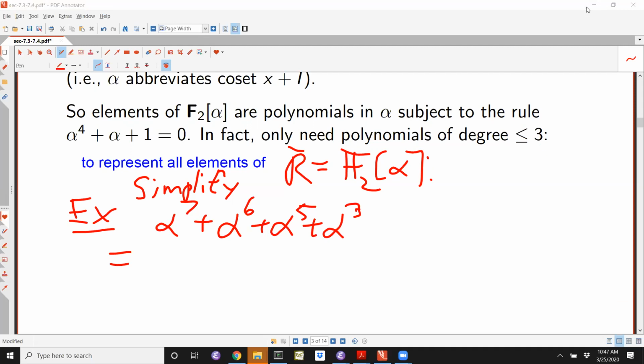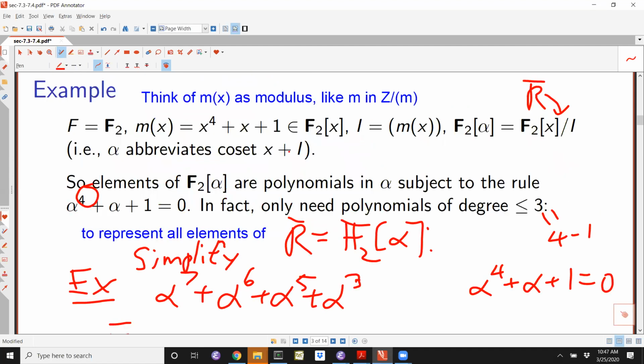Why is it that I'm able to write this as degree less than or equal to 3? Three is 4 minus 1, and the 4 is the degree of the thing we're killing. Anyway, the point is, alpha to the 4th plus alpha plus 1 equals 0, right?